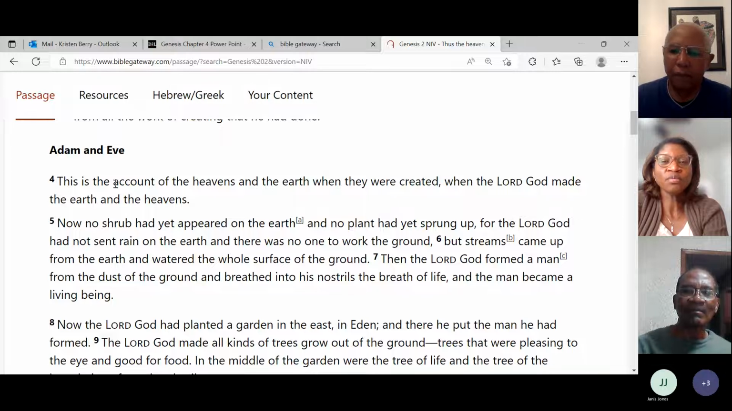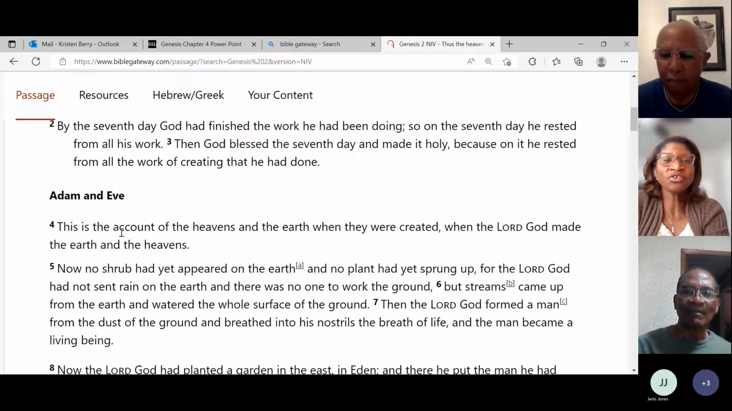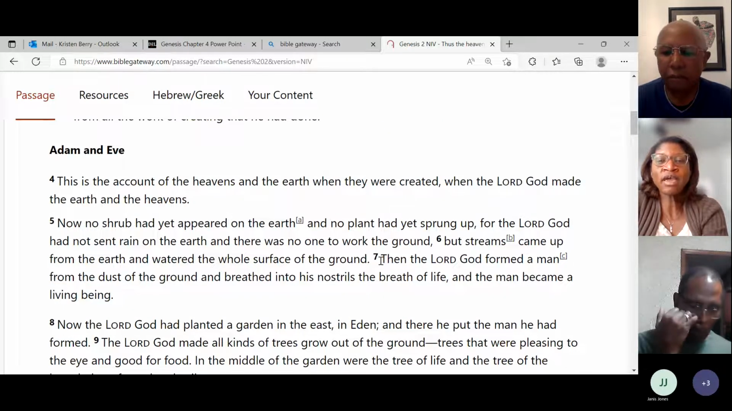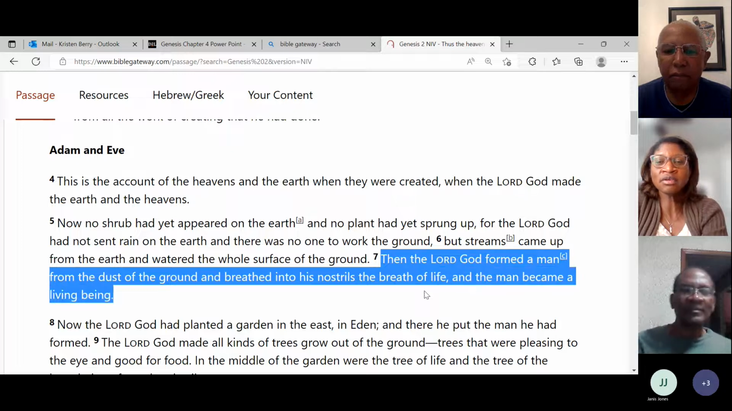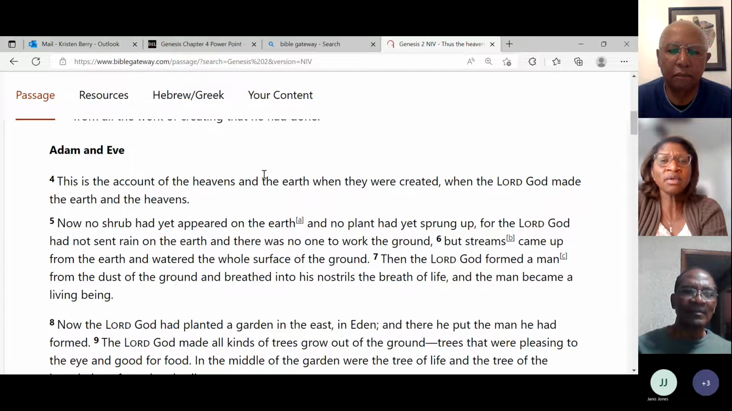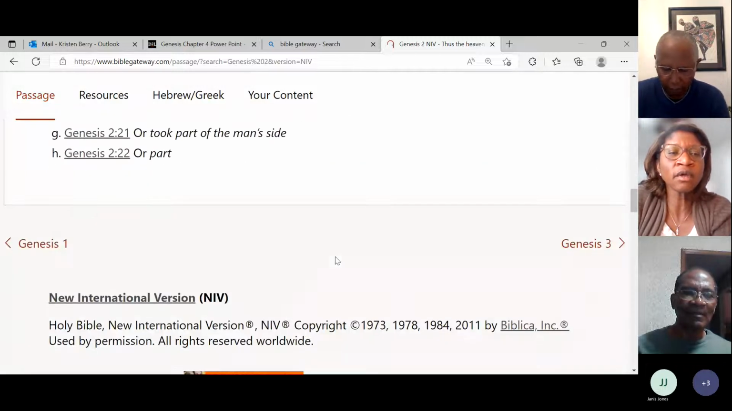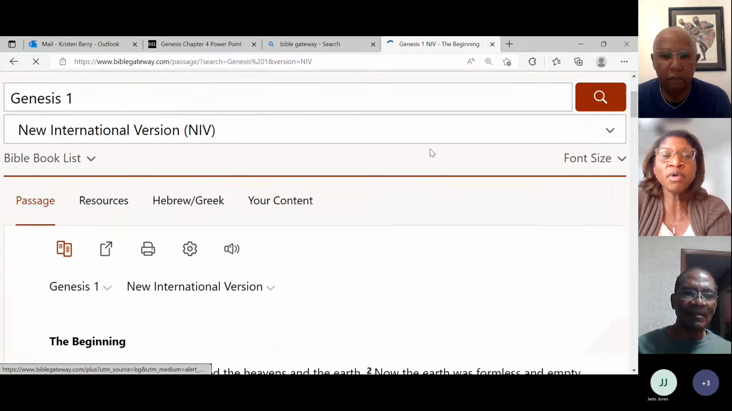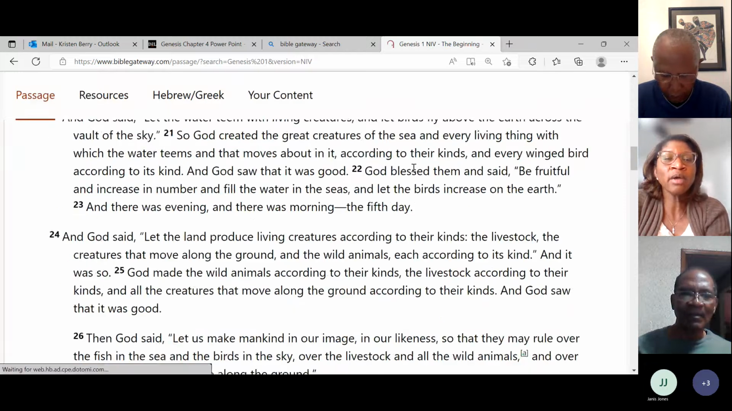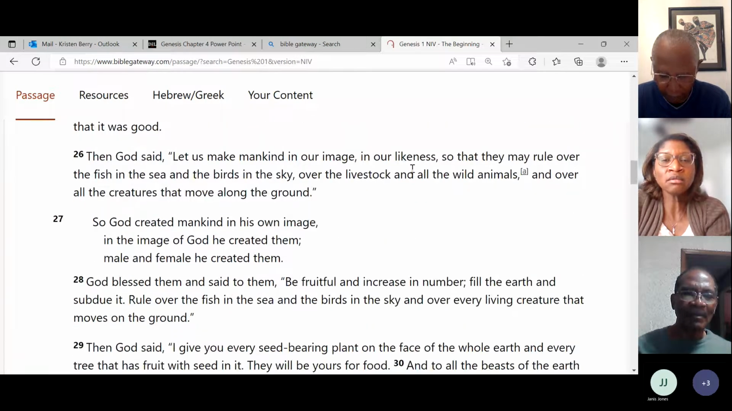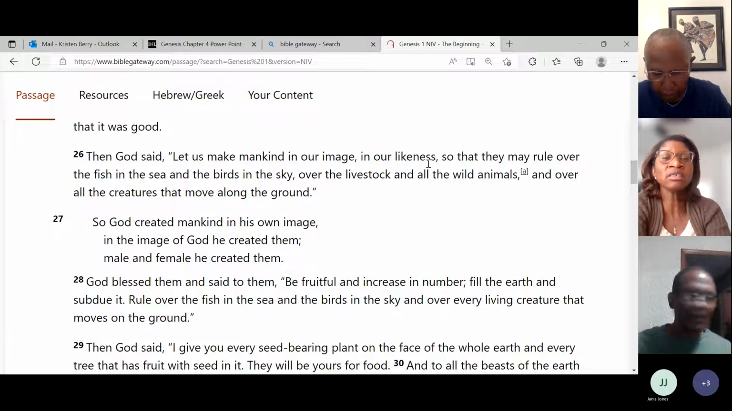In chapter 2, it's almost as if the writers add in another story. So here we have in verse 7, I wish I could highlight this here. Then the Lord formed a man. But wait a minute. Can I go back on this thing? If you have your paper Bible, it's easy to go back, right? But wait a minute. Back in chapter 1, verse 27.